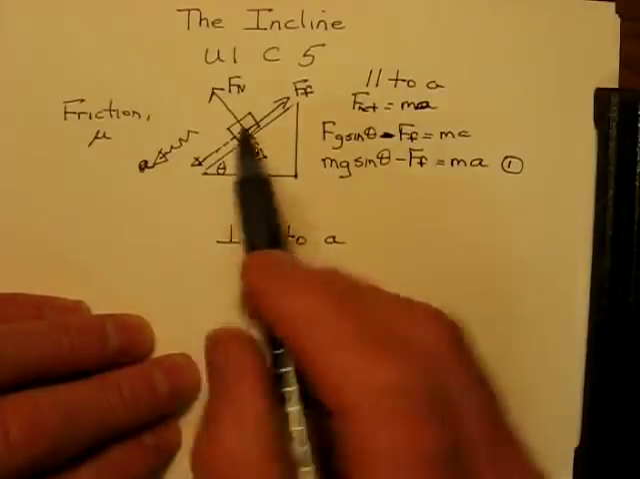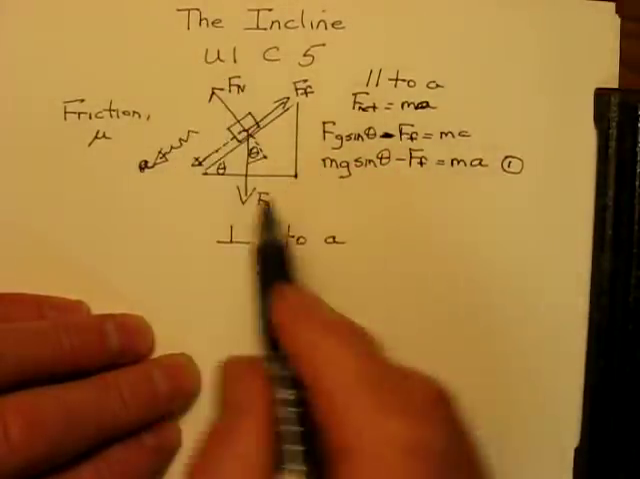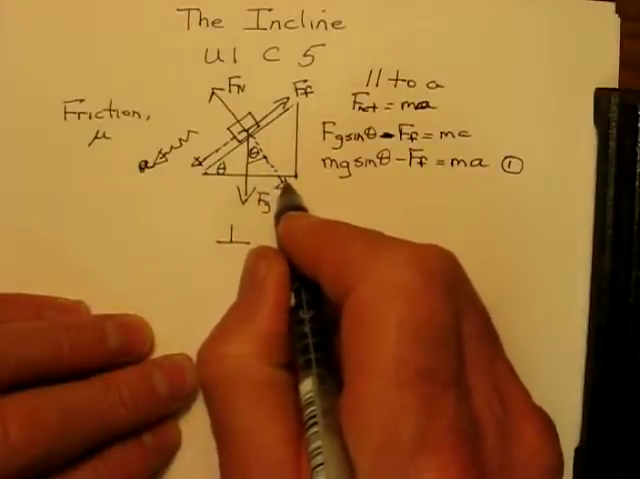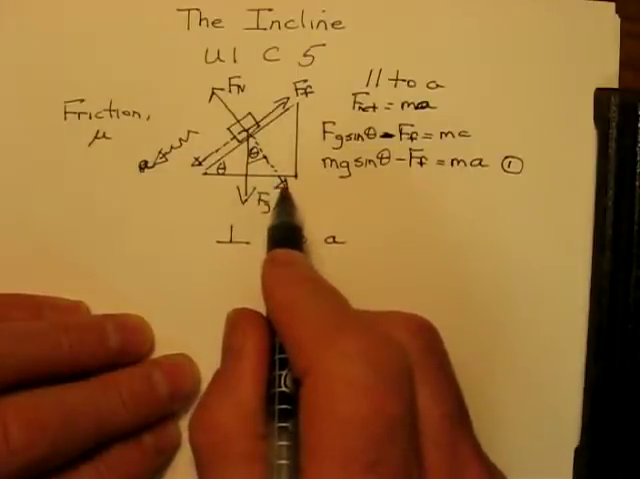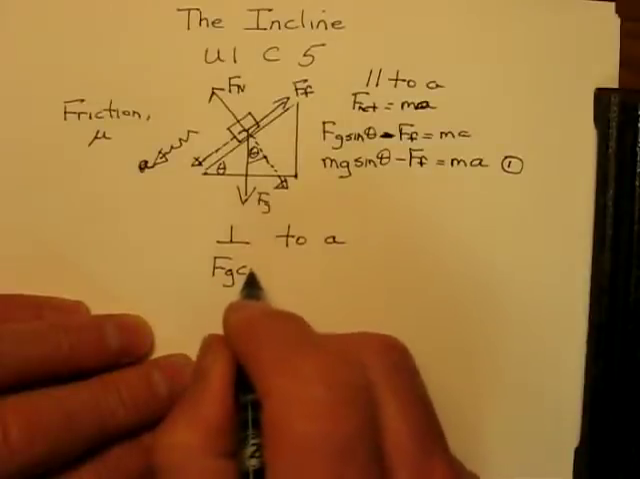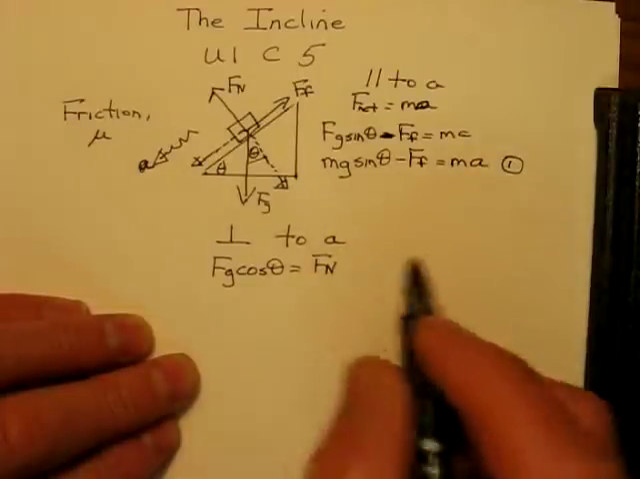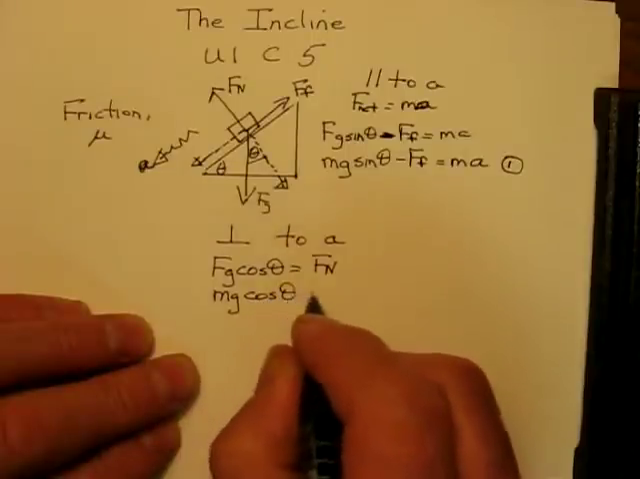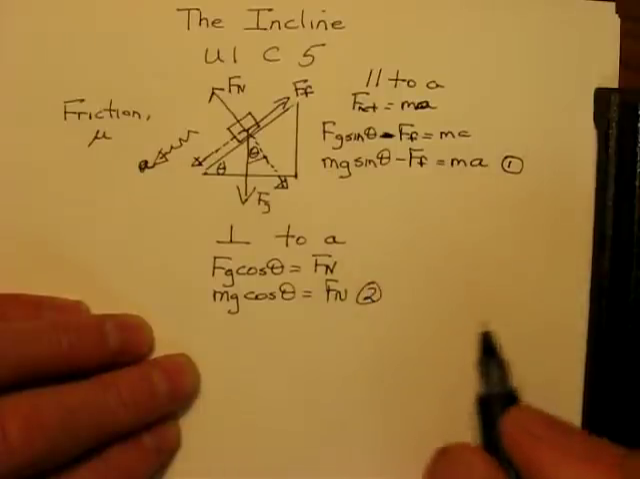Well, what forces act in the direction perpendicular here? Well, Fn obviously does, but Fg again has a component that acts in that direction, perpendicular to the acceleration. That component is beside the theta, so it's Fg cos theta. Fg cos theta has to equal the normal force. And we can write then mg cos theta equals the normal force. That's the second equation.